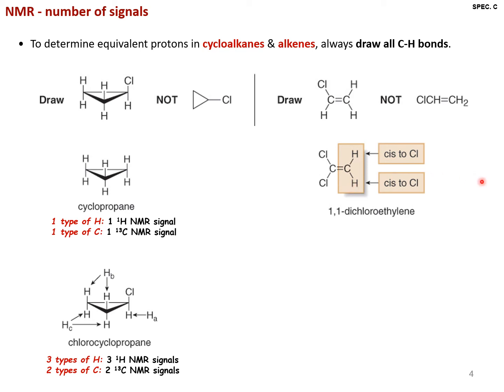So they're equivalent to each other. We have 2 different types of carbon in the molecule, clearly, so we would expect to see 2 carbon signals, but only 1 proton signal.